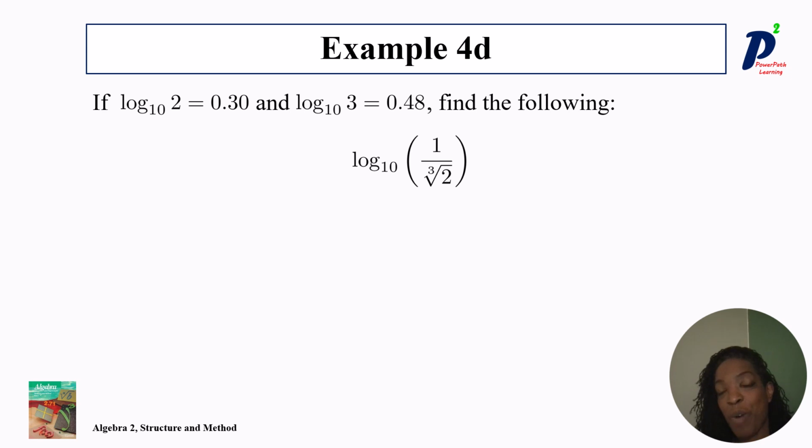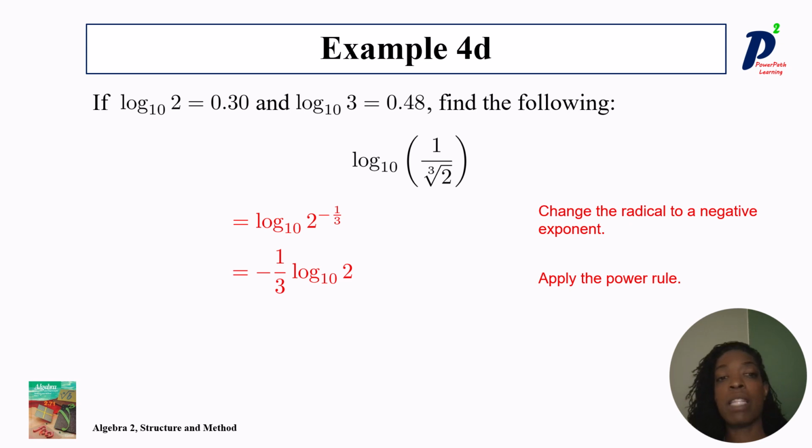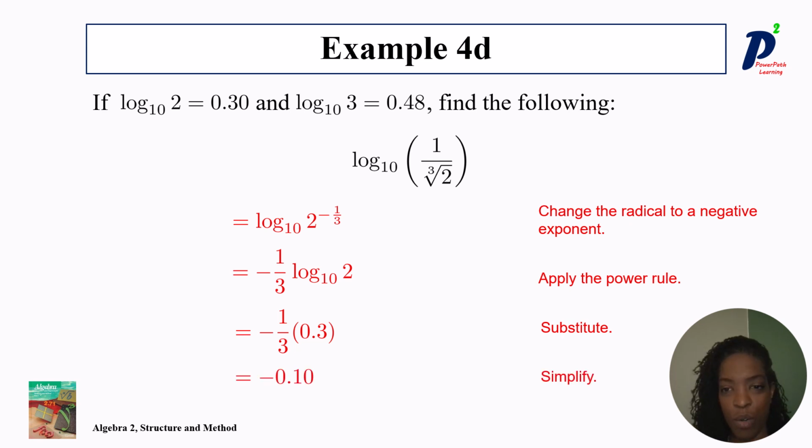Okay, this is our last one of this particular type of example. Feel free to pause and restart. So for our final substitution problem, we start with a radical in the denominator. We have to change that to a negative rational exponent. Then I'm going to use the power rule to drop that negative exponent down in front as a coefficient. And finally, we can substitute our value of 0.3 in for log 2 before we simplify to get negative 0.1.